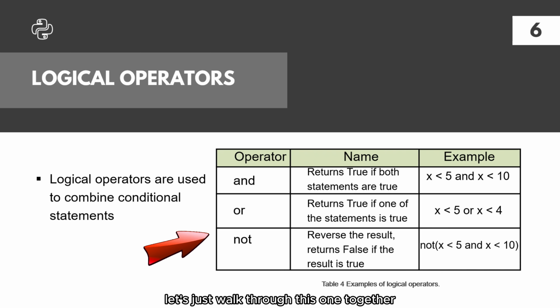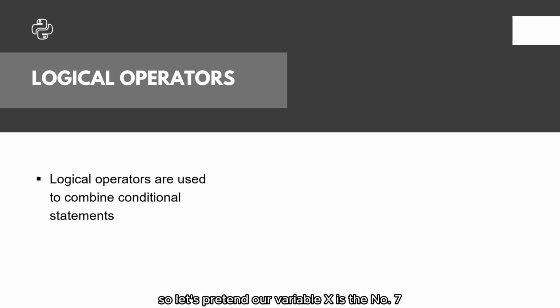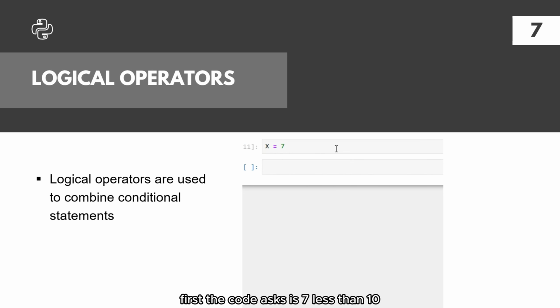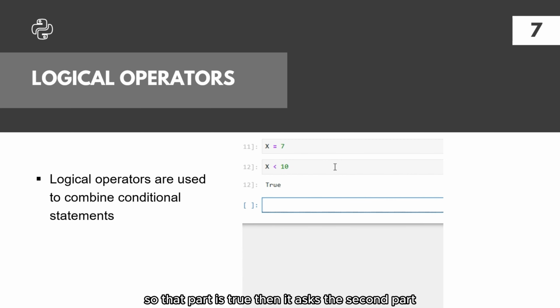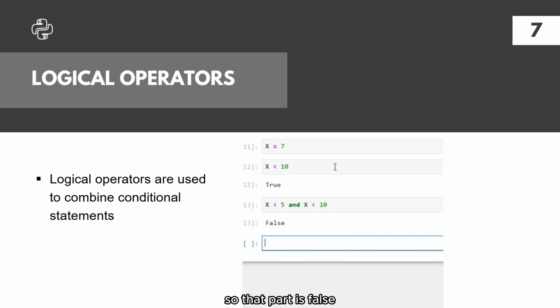Let's just walk through this one together. So let's pretend our variable x is the number 7. First, the code asks, is 7 less than 10? Yep, it is. So that part is true. Then it asks the second part, is 7 less than 5? No, it's not. So that part is false. Now, because we're using that very strict AND operator, we have one true and one false. That's not good enough for AND, so the entire statement becomes false. And that's it. That is literally how code makes a decision.